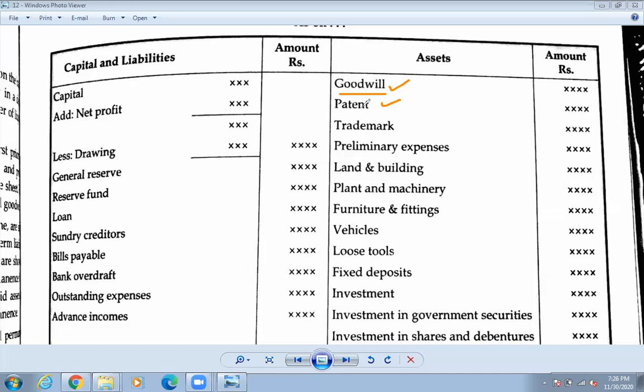Now, what is a patent? If you have invented one thing, you have made an invention. Suppose you invented something, like a light bulb. Oh, so that is the invention you have done.